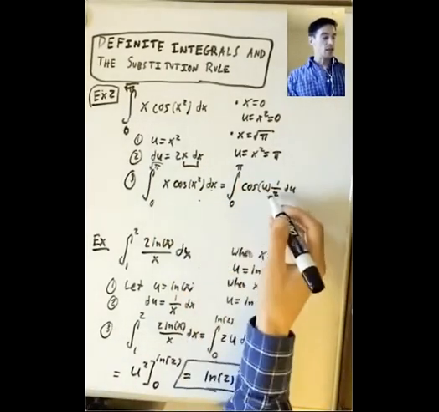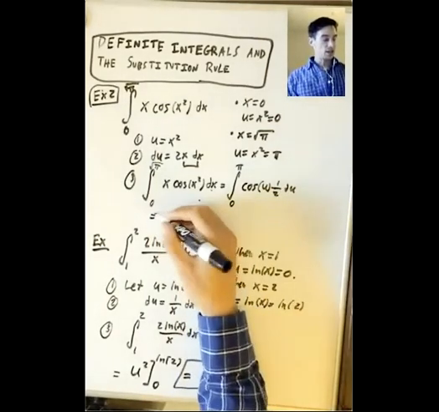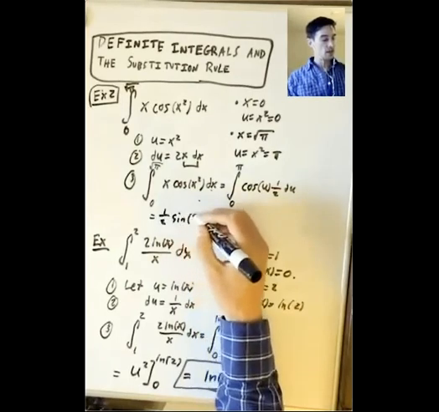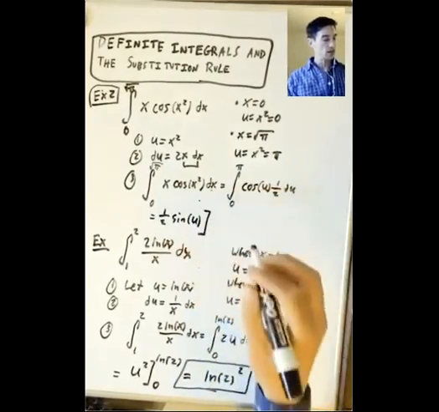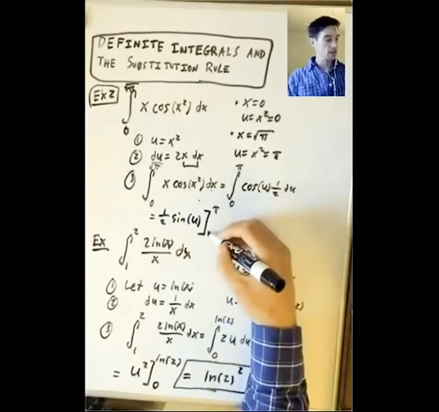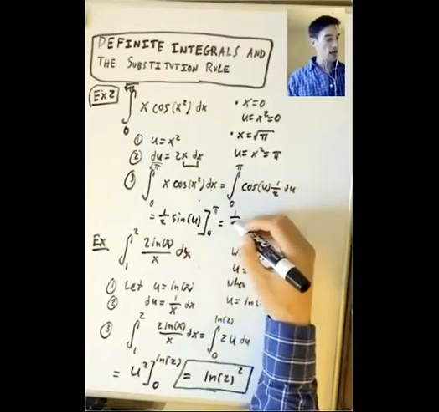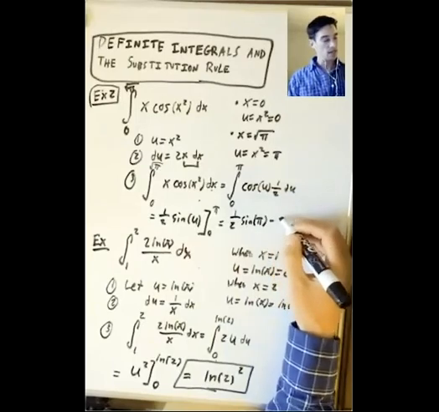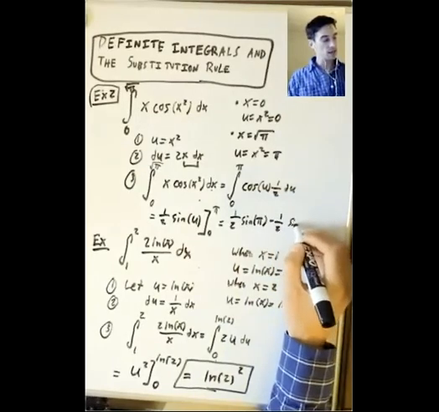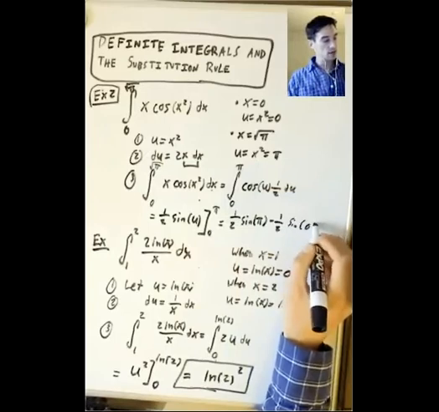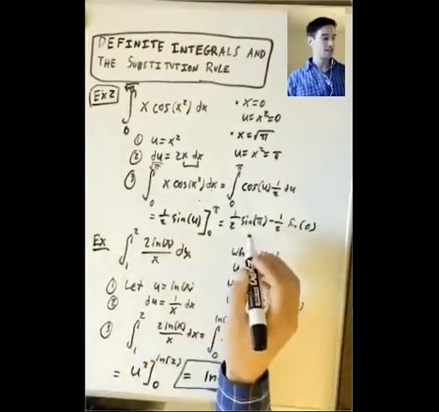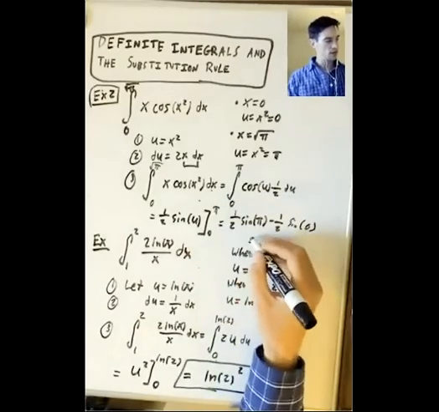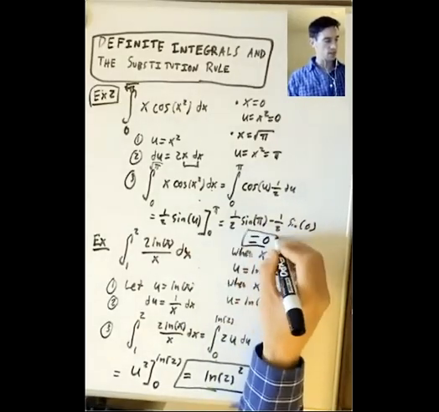We know an antiderivative of cosine is just sine. So this is 1/2 sine of u evaluated at pi and at 0. So what we get is 1/2 sine pi minus 1/2 sine 0. And sine of pi is 0, sine of 0 is 0. So this whole thing is just 0. It's 0 minus 0.